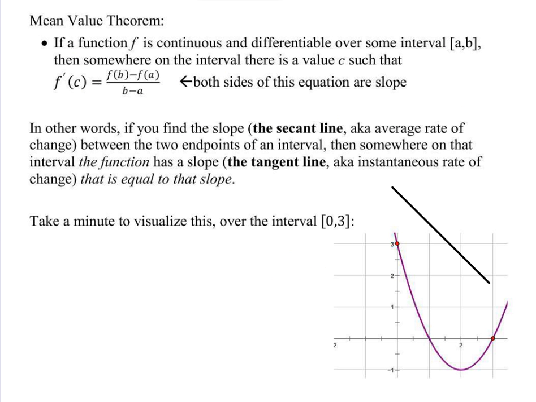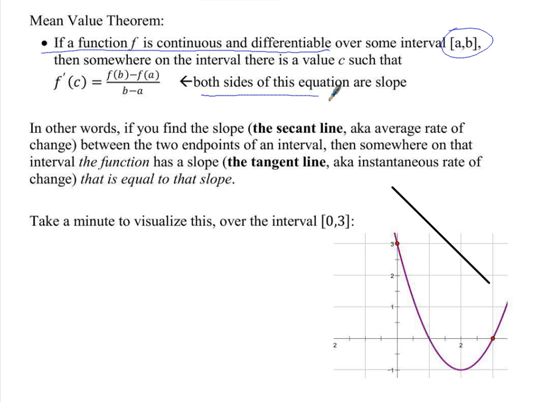Okay, we're ready for the mean value theorem. If a function f is continuous and differentiable, once again, that same wording, over some interval from a to b. So it starts off looking just like Rolle's theorem. But this time, somewhere on the interval, there's a value c, meaning an x-coordinate c, or an x-value c, such that f prime of c is equal to f of b minus f of a over b minus a. The b and a in that are coming from the endpoints of the interval.